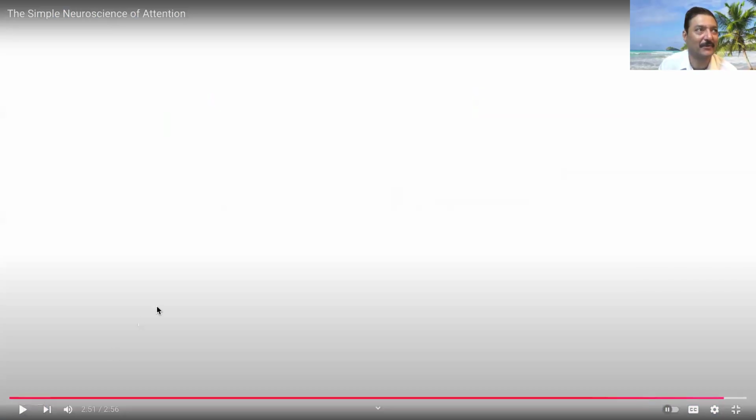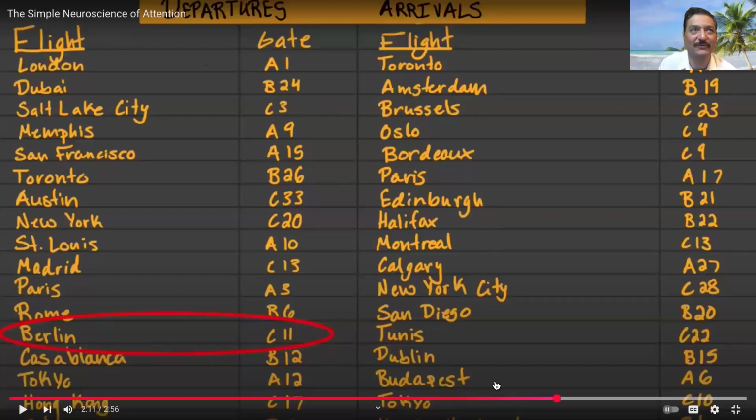Now, this is very important what we are talking about here. When we are trying to go someplace, we saw that this Berlin is C11, but now somebody says, hey, at that point of time, what's the gate for Montreal? We did not search for Montreal, so we will not get it. And then the problem which comes in is the attention deficit disorder.